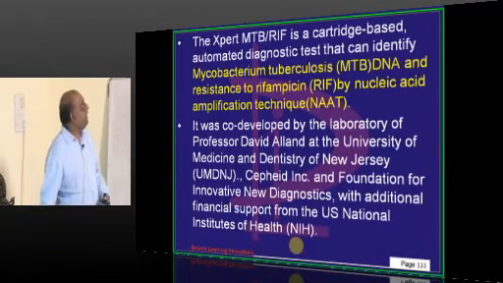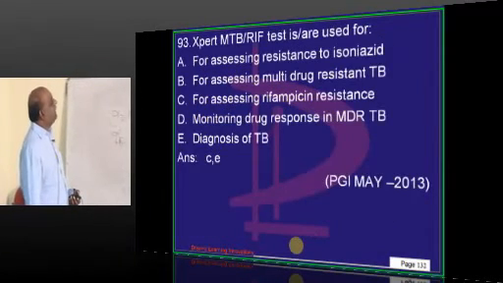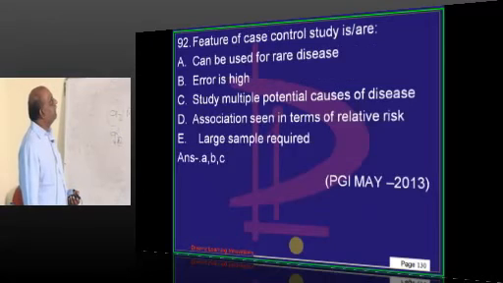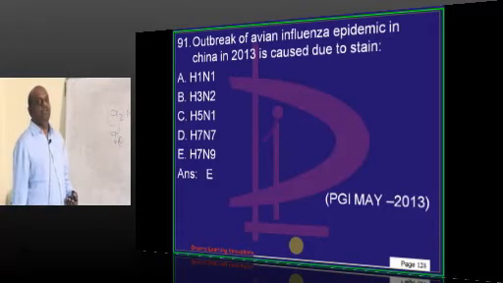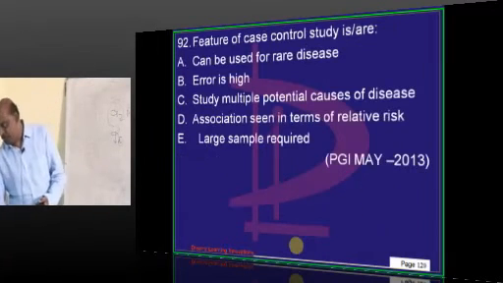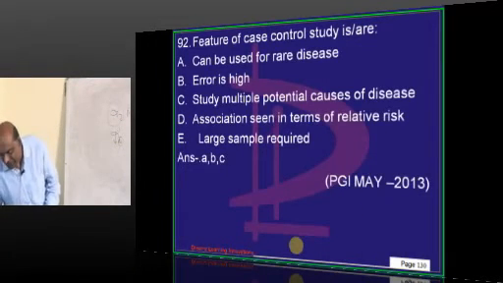Shailaja and Mukhtar are asking what is the question for question number 91. The answer for 91 is H7N9. That's what you need to remember. Good.